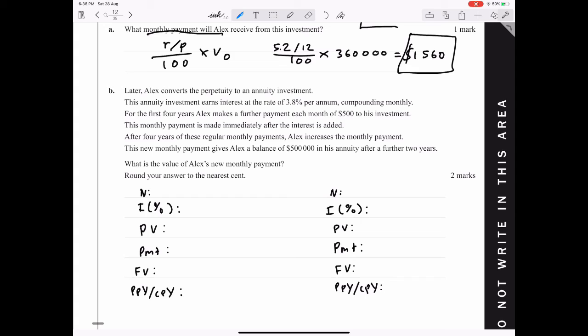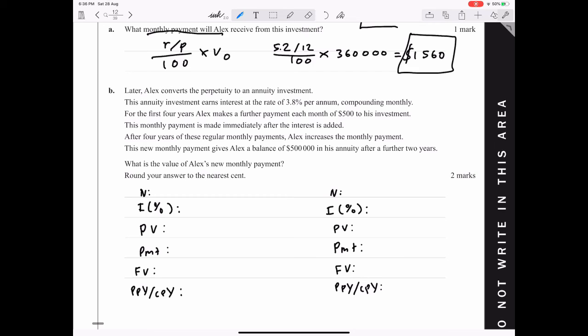7b, later Alex converts a perpetuity into an annuity investment. The annuity investment earns interest at the rate of 3.8% per annum, compounding monthly. For the first 4 years, Alex makes a further payment of $500 each month to his investment. This monthly payment is made immediately after interest is added. After 4 years of these regular monthly payments, Alex increases the monthly payment. The new monthly payment gives Alex a balance of $500,000 in his annuity after a further 2 years. What is the value of Alex's monthly payment? Round your answer to the nearest cent.